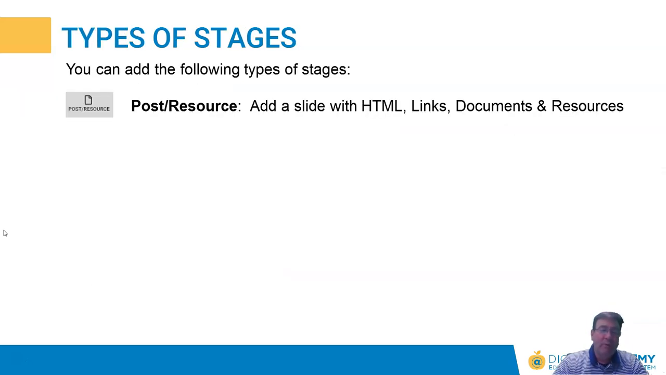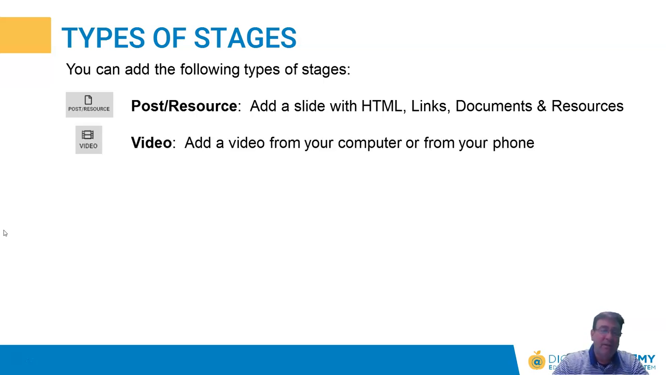A post or resource is a slide that has HTML. The HTML can have links and images. You can also attach documents and resources from your computer to that stage. A video is a video from your computer or phone. It is not a YouTube video. For a YouTube video, you'll need to add an embed stage.